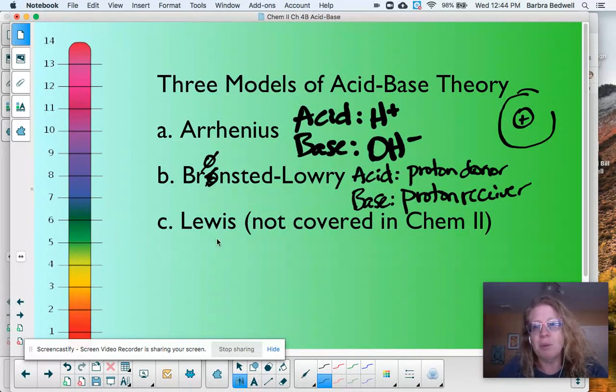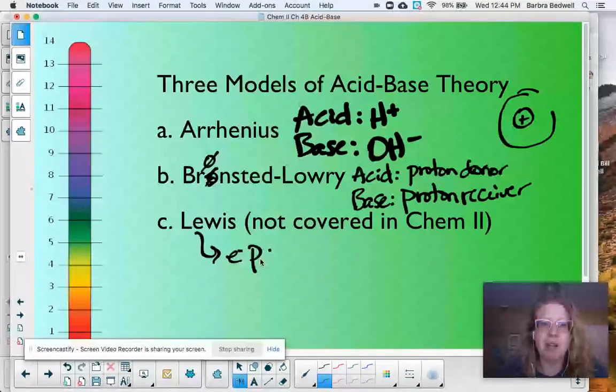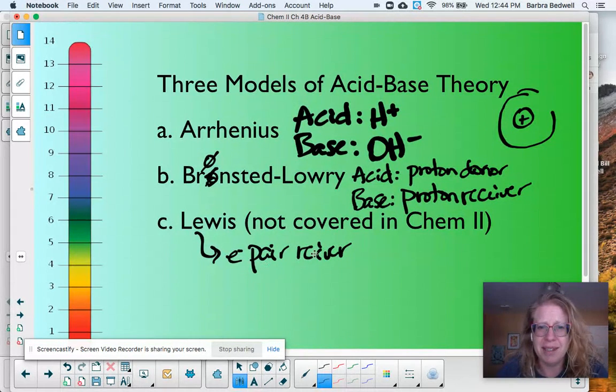And then this third one, I'm just going to mention very briefly. We're really not going to talk about it at all here in Chem 2, but I just want to do this for the sake of letting you know that there are additional models. So the Lewis model is actually an extension yet of Bronsted-Lowry in a sense. And this one focuses more on electrons, electron pair receiver. And I'm never going to test you on this, so don't worry about it too much.